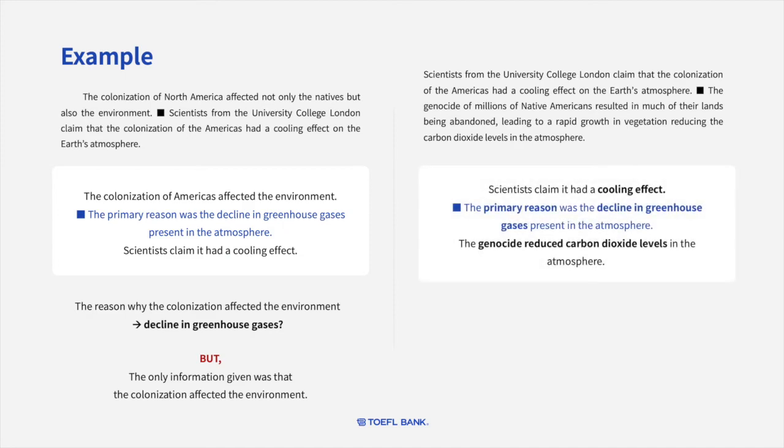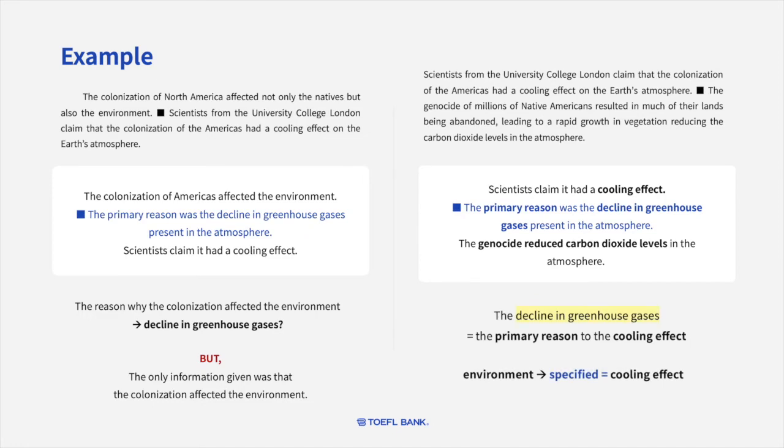Scientists claim it had a cooling effect. The primary reason was the decline in greenhouse gases present in the atmosphere. The genocide reduced carbon dioxide levels in the atmosphere. The decline in greenhouse gases becomes the primary reason to the cooling effect, and the sentence after the given sentence clarifies it by saying that the genocide reduced carbon dioxide levels. Square number 2 seems like the most adequate location for the sentence.